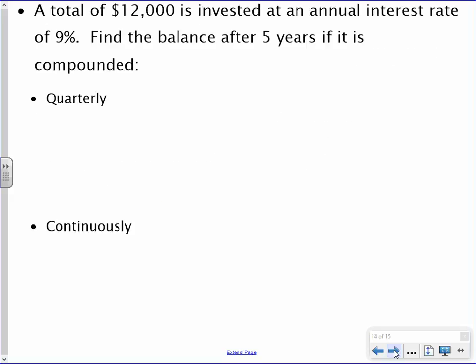Okay, but here's the example that we are going to model with those two formulas. So we're going to invest $12,000 at an interest rate of 9%. Now it's going to call the interest rate an annual interest rate. That's just how they're named. That doesn't mean that's how many times it's compounded. A rate is an annual rate, okay? Find the balance after 5 years if it is compounded quarterly versus continuously.